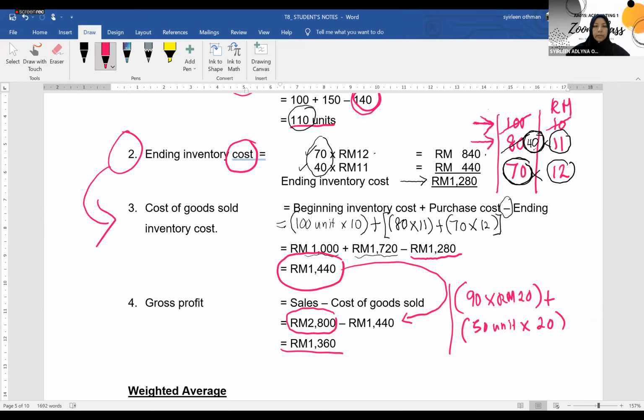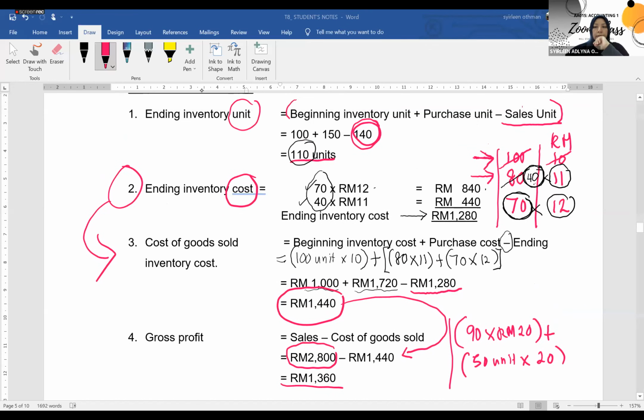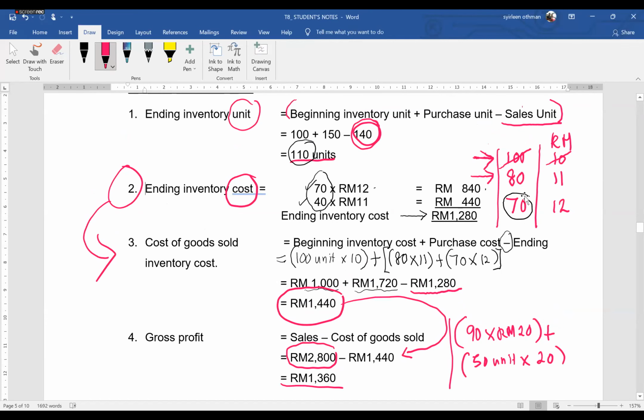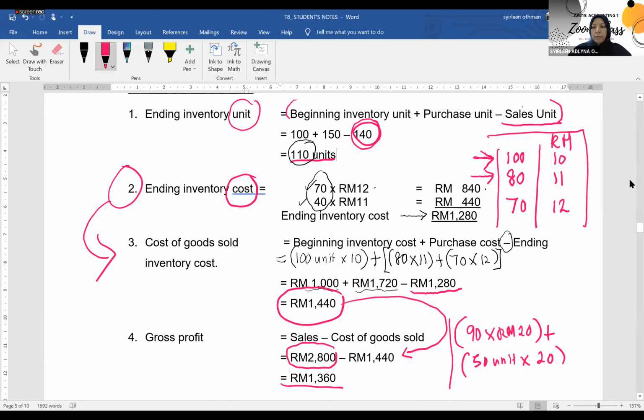Okay, Rian, how did madam get the 40 in the ending inventory cost? Okay, Rian, just now I explain yang ni, you dengar ke? Tak dengar. Dengar madam, tapi tak berapa faham. Tak berapa faham. Okay, I ulang balik. Alright, okay. Ini saya ambil dari soalan ya, Rian. Okay, this is taken from the question.